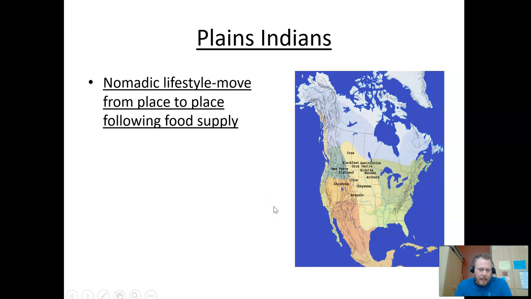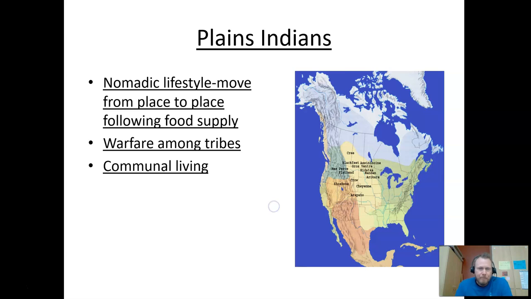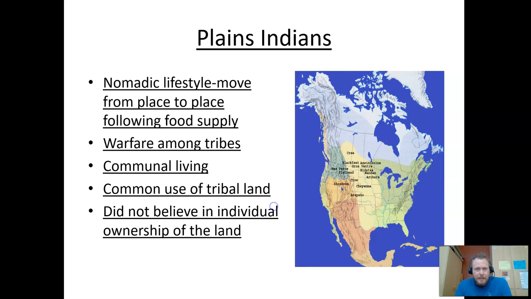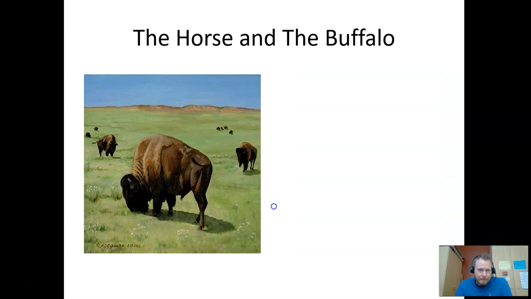Okay, nomadic lifestyle, moved from place to place following food supply. Warfare among tribes, they battled each other trying to search for food. There wasn't as much of that warfare prior to the displacement, but now more so. Okay, communal living, common use of tribal land, they did not believe in individual ownership of the land.